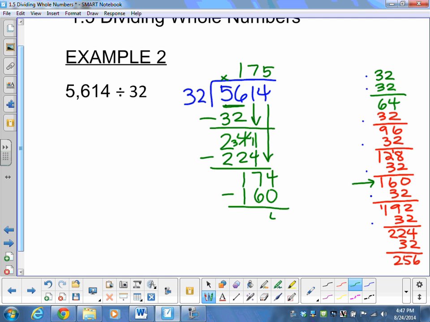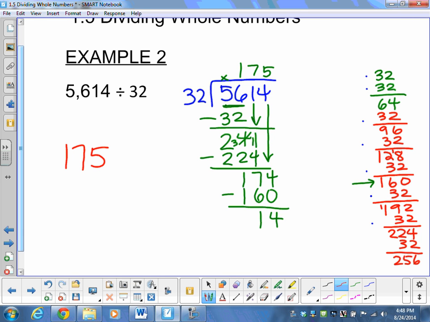4 minus 0 is 4. 7 minus 6 is 1. 1 minus 1, I write nothing. So my remainder is 14. There are no more numbers to bring down. So the final answer to this problem is 175.